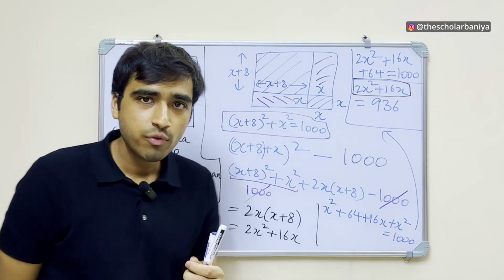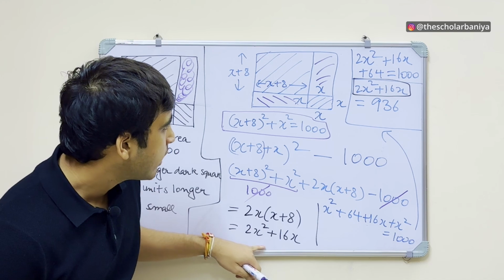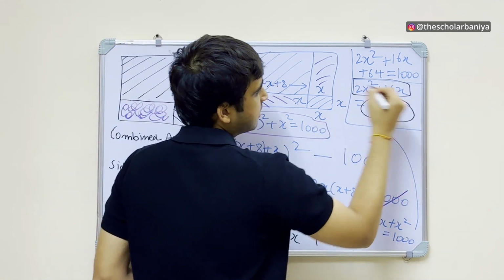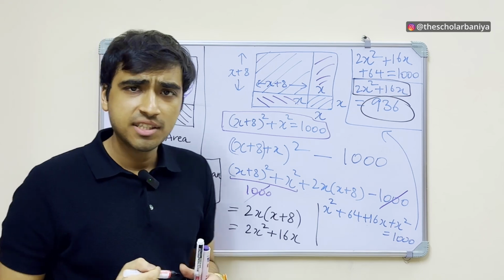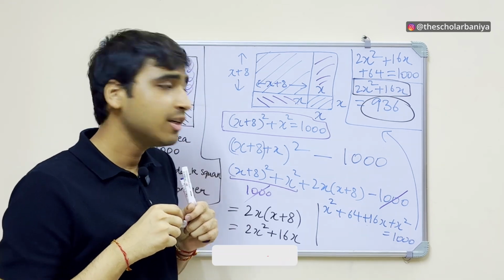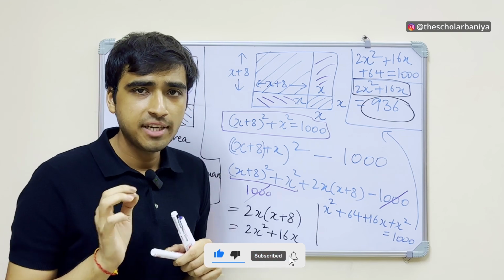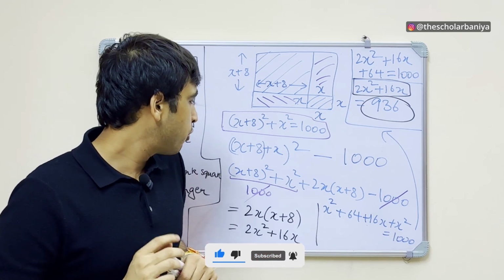And what did we want to find? We wanted to find 2x square plus 16x. So the answer becomes 936. I hope this is pretty easy to solve, nothing complex. You just have to be a little bit careful and you will be able to do it pretty easily. I hope this should be clear.